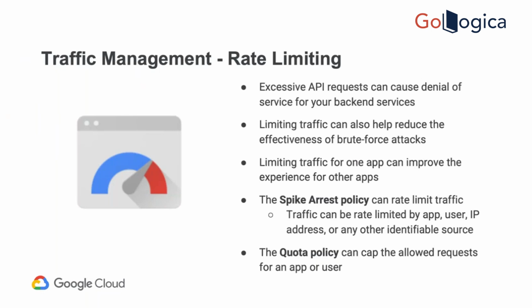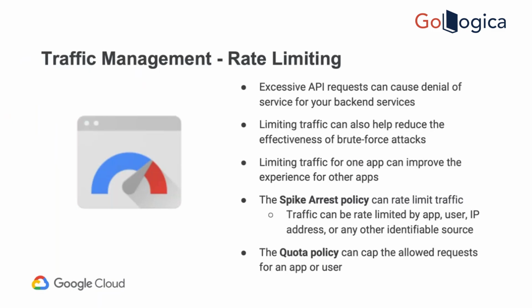Spike arrest policy will limit the traffic. If there is any sudden increase of traffic, Apigee spike arrest will limit it. And then we have another kind of policy, which is quota policy. In quota policy we provide a limit to a client. Okay, client application will be given a limit.